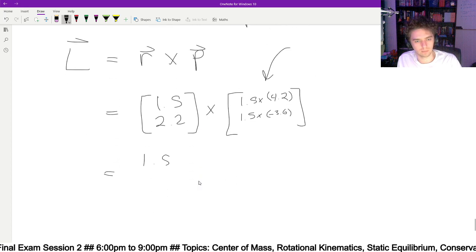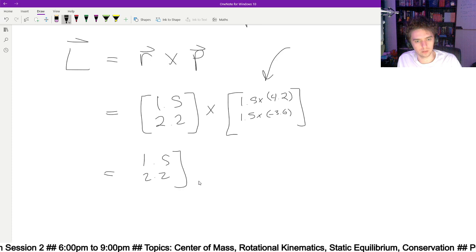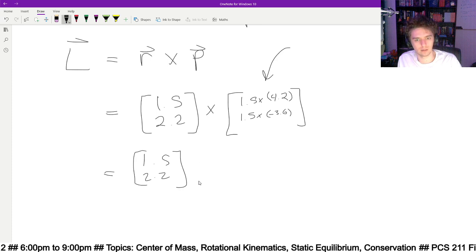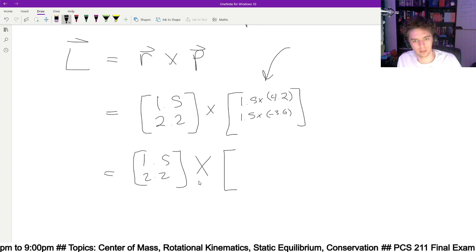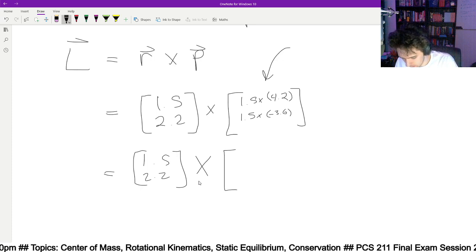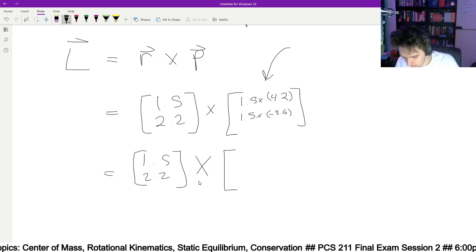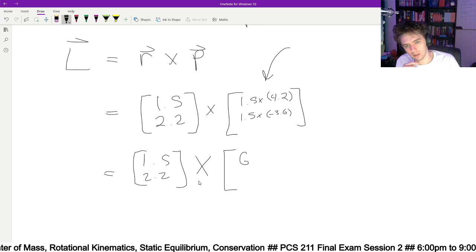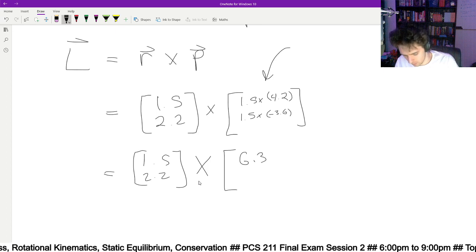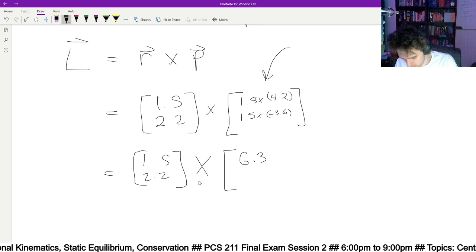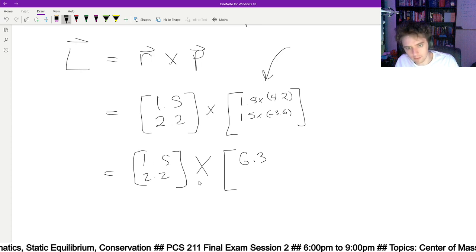So it's 2.2, because the mass is 1.5. Cross that with, so 1.5 times 4.2 is 6.3. And 1.5 times 3.6 is going to be negative 5.4.